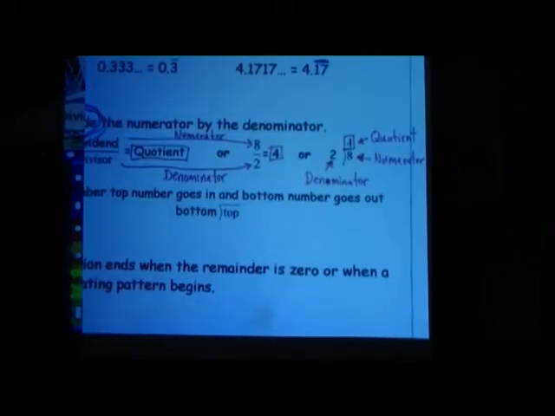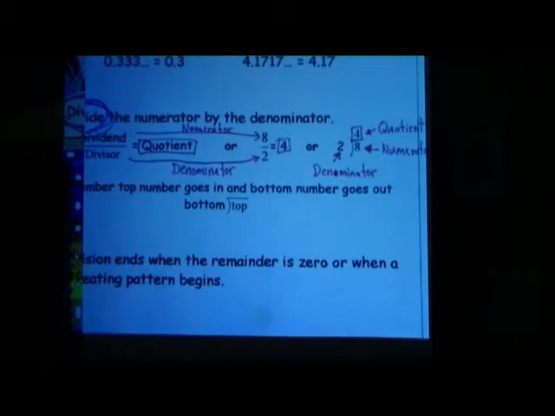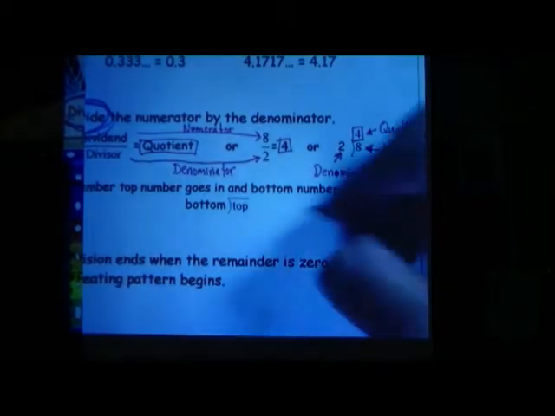Now remember, the top number goes in and the bottom number goes out. That's the easy way of saying it. Proper vocabulary would be the numerator goes inside, the denominator goes outside. But if you want an easy, quick way to remember it, just remember top number goes in, bottom number goes out. And this is what I like to tell my students.